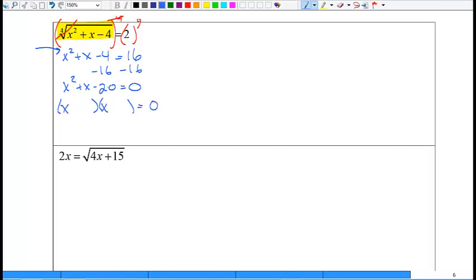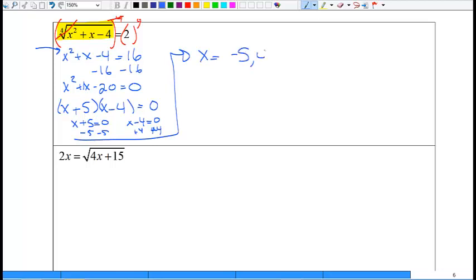x and x, two numbers that multiply to 20 and add to 1. 5 and 4 with a positive on the 5. So that's x plus 5 equals 0 and x minus 4 equals 0. So I think the two answers are -5 and +4 as my two potential answers. Potential because I have to check them.